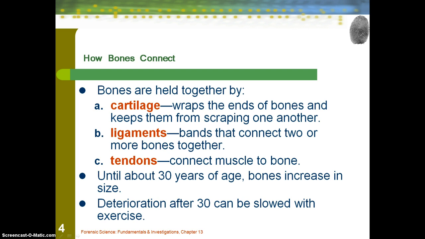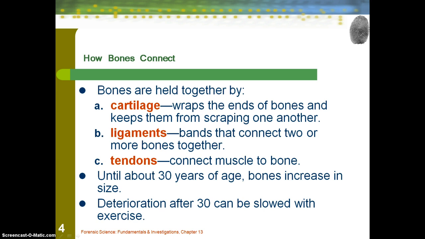How bones connect, and I would star this bullet because you are held accountable to knowing these three tissues that hold bones together. We have A, cartilage, which wraps the ends of bones and keeps them from scraping against one another. B, ligaments, bands that connect two or more bones together. And C, tendons, which connect muscle to bone.